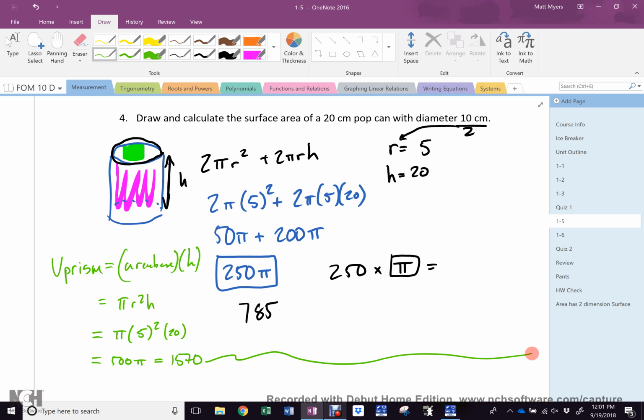Why did you divide what by 2? Because that's the diameter, and you need the radius. Okay. Everybody cool? All right.